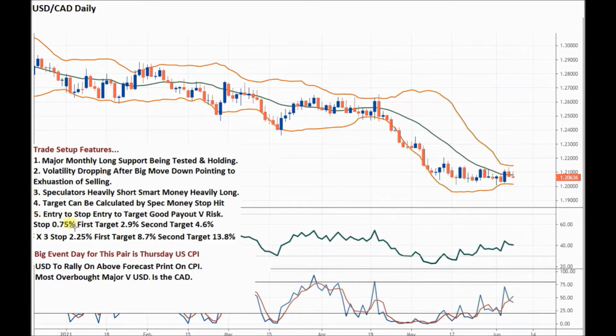Now, in terms of targets, they might look a bit ambitious, but they can be calculated by the spec money getting hit on stop. So we can look back on the COT in previous years when we had such a big divergence as we've got now. How far could we go to the upside? Well, the answer is 300 to 500 pips potentially. I'll explain these numbers in a moment, but let me just draw the levels.